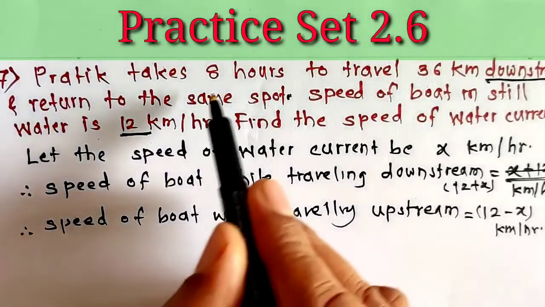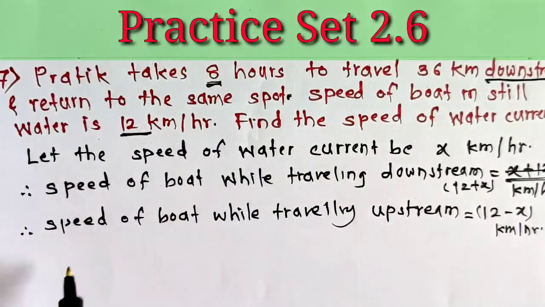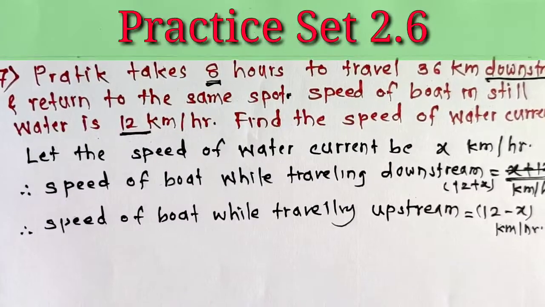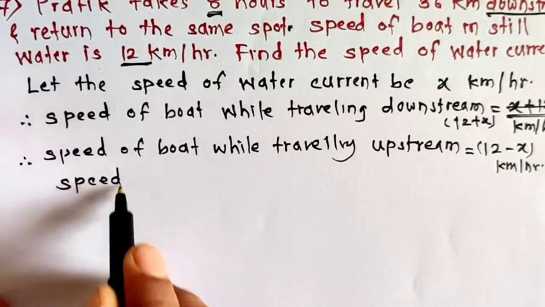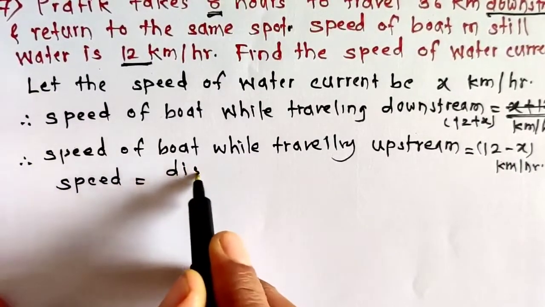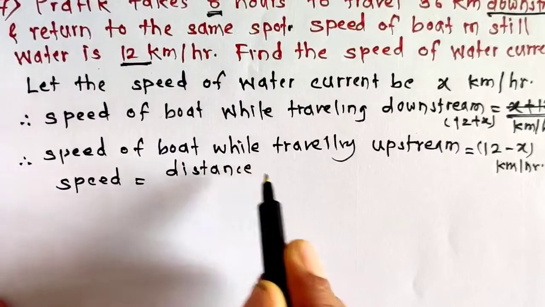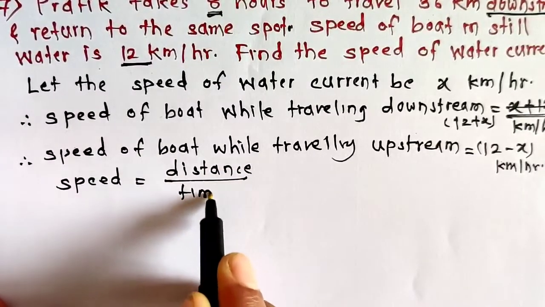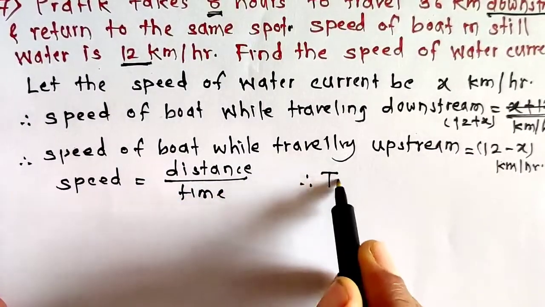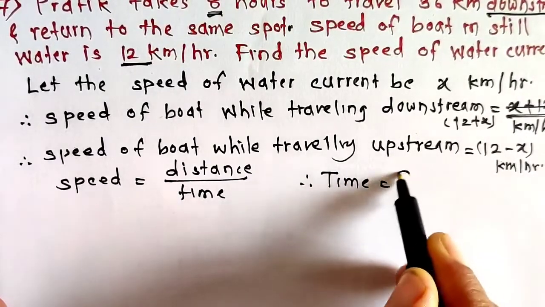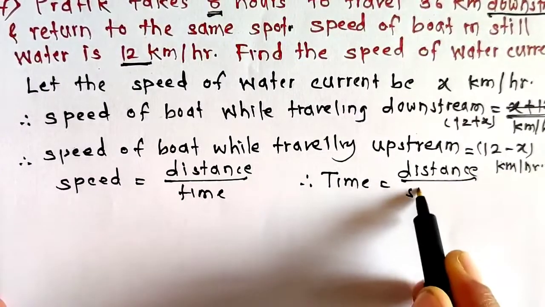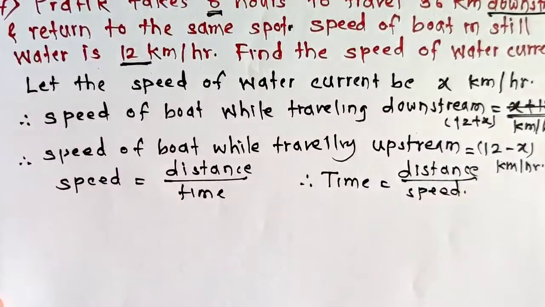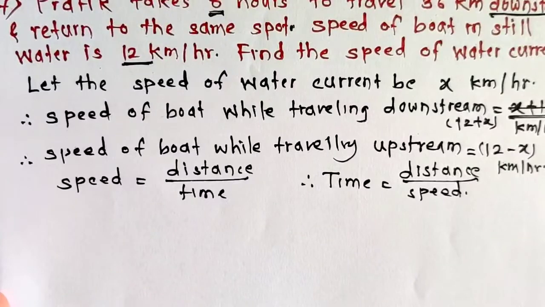So we have to calculate the time. Time is equal to, we know the formula for time. Speed is equal to distance divided by time, and therefore time is equal to distance divided by speed. That formula we studied in the physics part 1 or science part 1. So we have to use that formula.